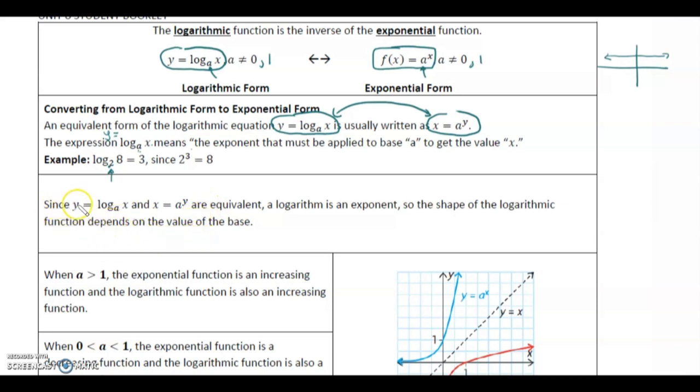Okay, so since y equals log base a of x and x equals a to the y are equivalent, a logarithm is an exponent. That's crazy. So the shape of the logarithmic function depends on the value of the base. Okay, so remember this. C is like log base a. Well, a is also the base. So either one, we're talking a is the base. That's how I remember it. So a to the y equals x. A to what exponent equals x.